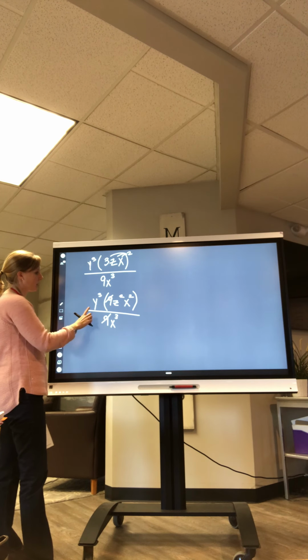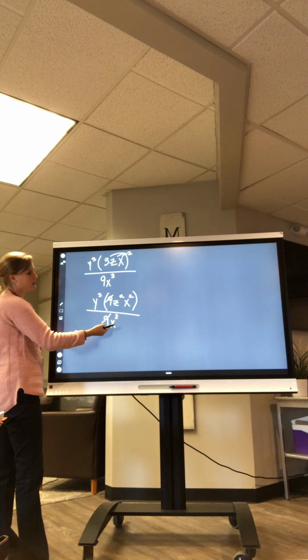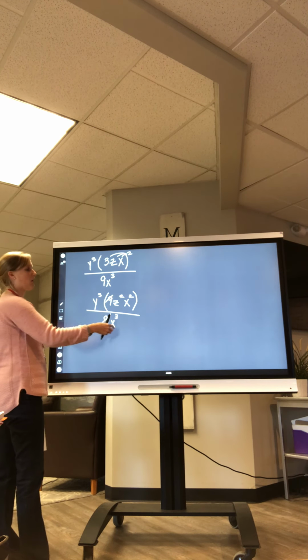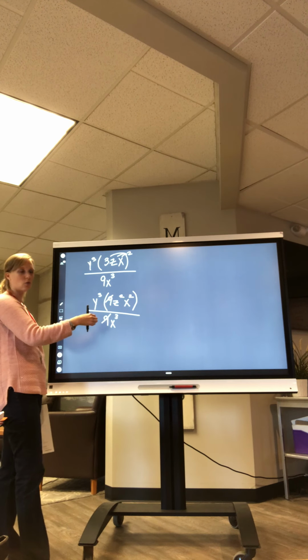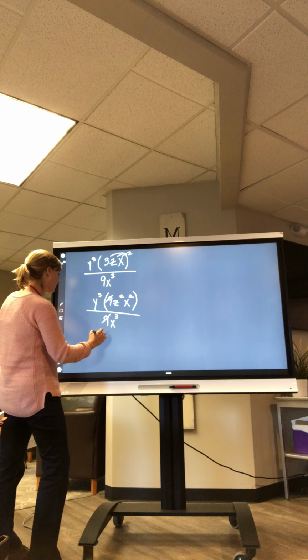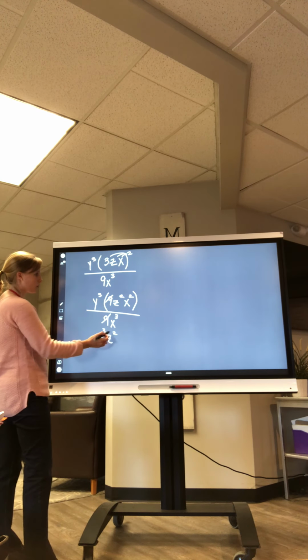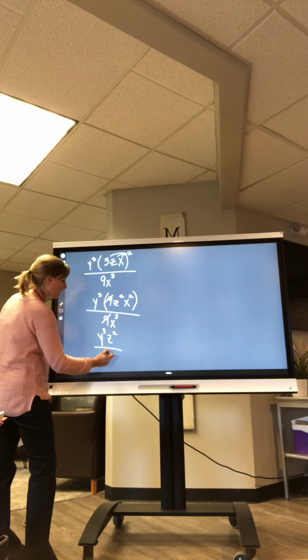And then nothing matches with y, it doesn't have any like terms. z doesn't have any like terms. But we've got 2 x's in the top and 3 in the denominator, so we're going to subtract powers. 2 minus 3 is negative 1. We're going to have 1, and negative indicates that it's in the denominator, so it's going to stay there. So y cubed z squared over x.